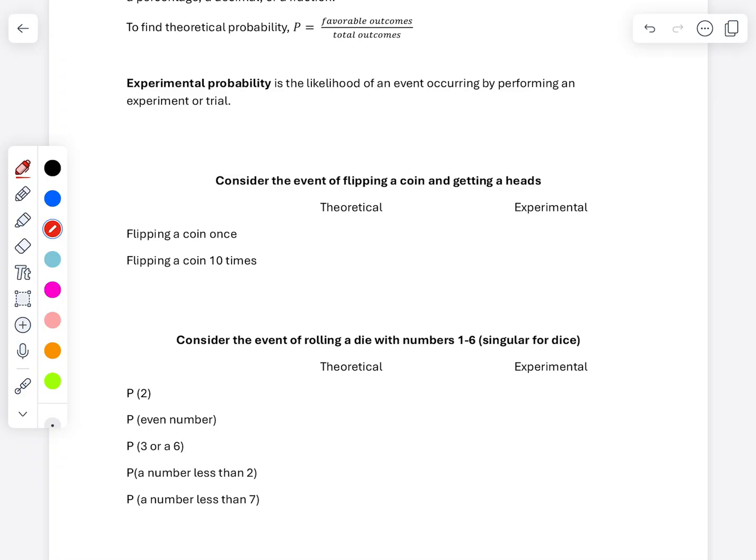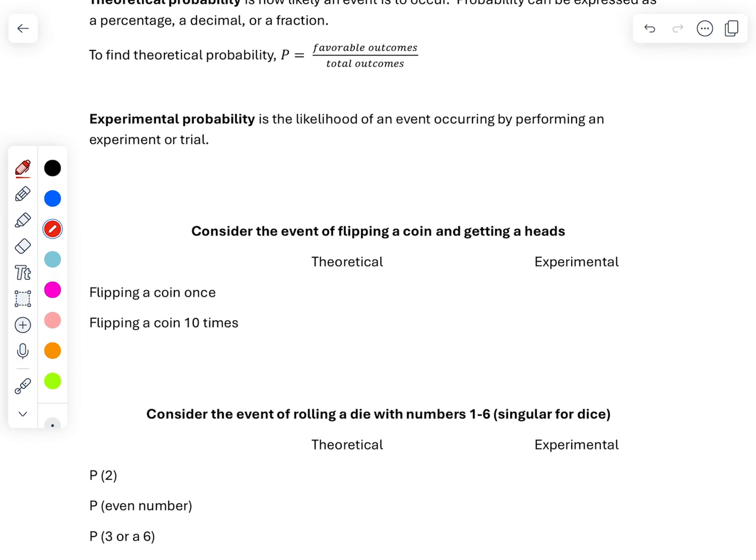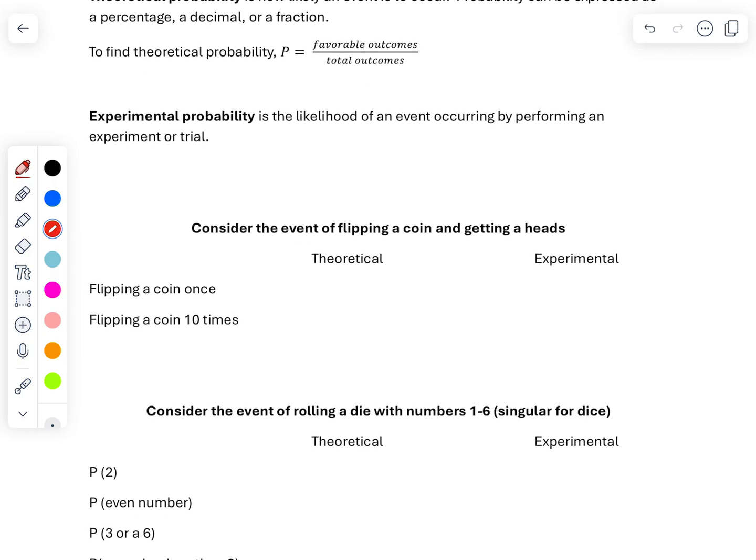So we have two columns here. We have our theoretical and we have our experimental. So if we flip a coin one time, the theoretical probability of getting a heads, if we think about our formula, our favorable outcomes, which would be getting a heads, we have one chance of getting a heads out of a total of two total outcomes. We could get a heads or we could get a tails. So we have a 1 out of 2 chance. That would be a 0.5 chance, or that would be a 50% chance, depending how you look at it.